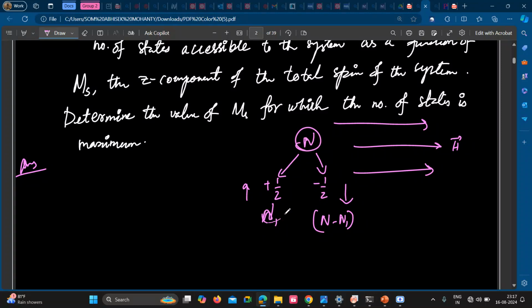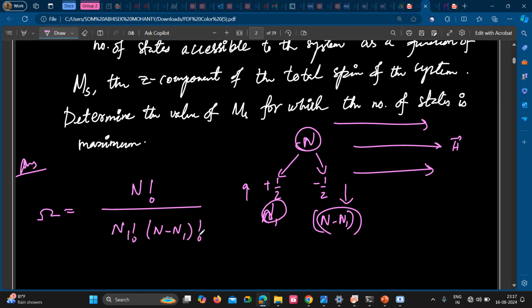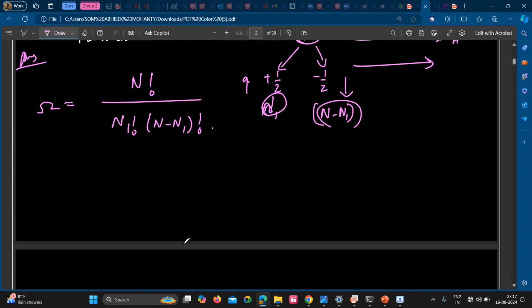So this is N, this is N1, this is N minus N1. So omega is what? N factorial divided by N1 factorial, N minus N1 factorial, right? And what is N1? What is N minus N1?